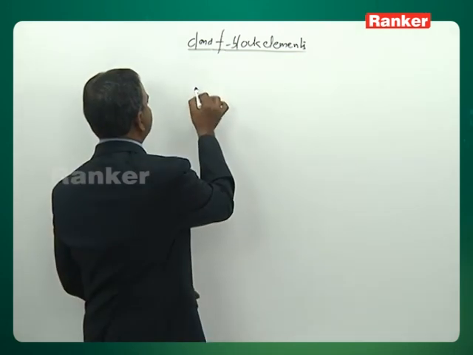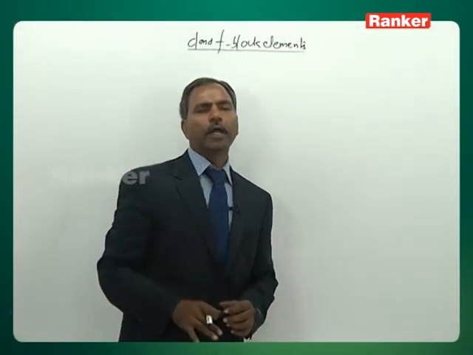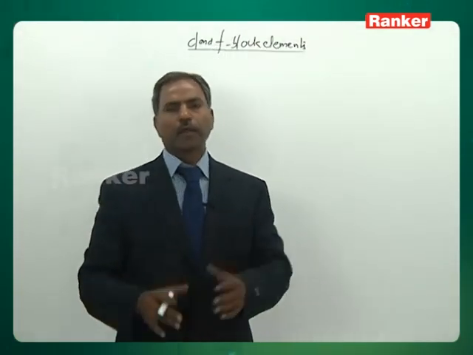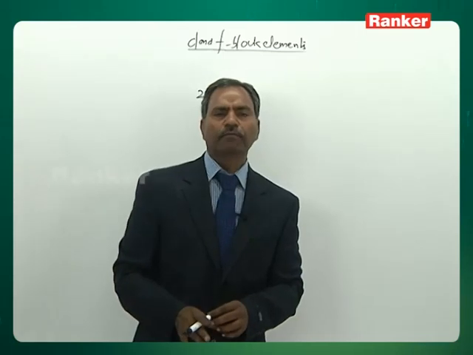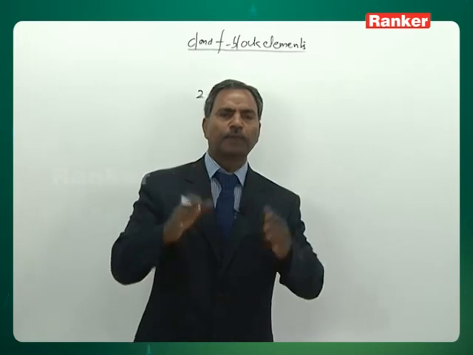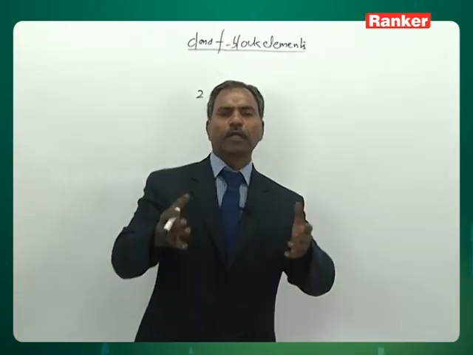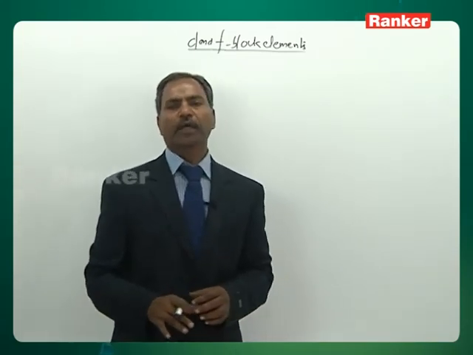See question number 2: nobility from copper to gold. Option A is increases, B is decreases, C is increases and decreases, and the fourth option D is none. Nobility from copper to gold actually increases. From top to bottom, the mass number is increasing, copper to Ag to Au. For these coinage metals, copper, Ag, Au, the nobility is increasing. Au is often called a noble metal.